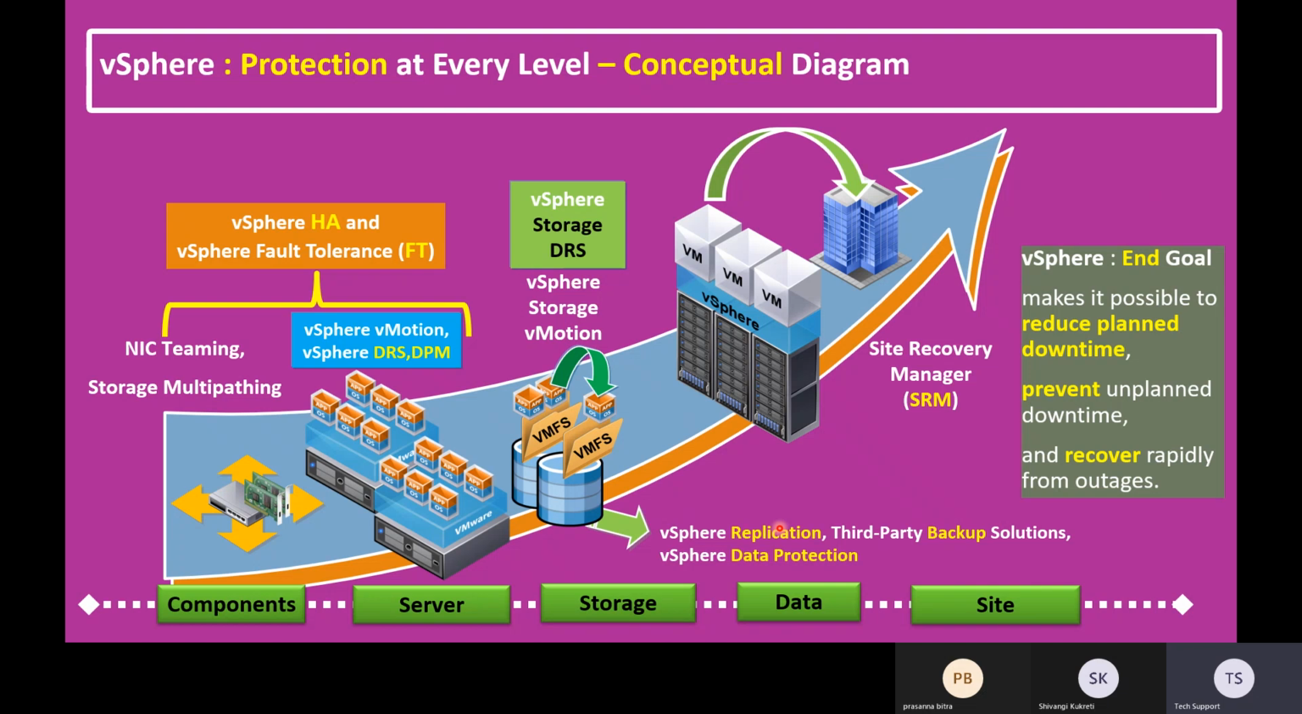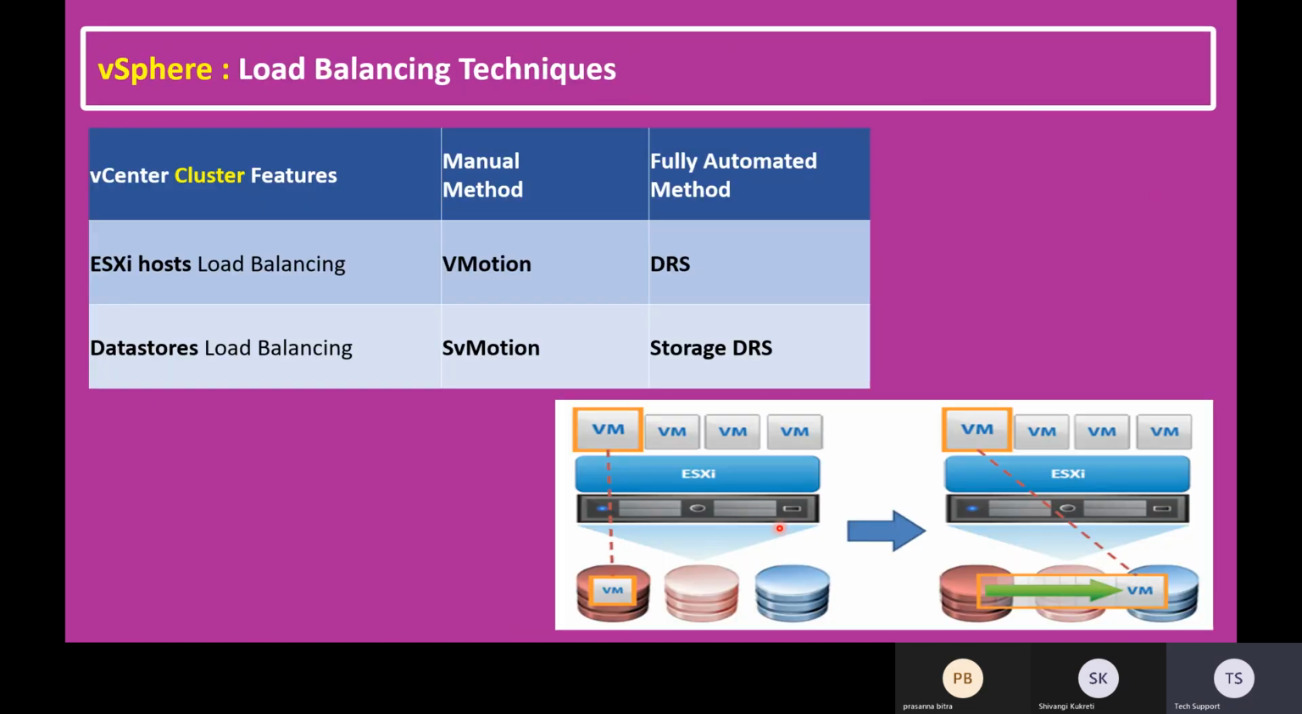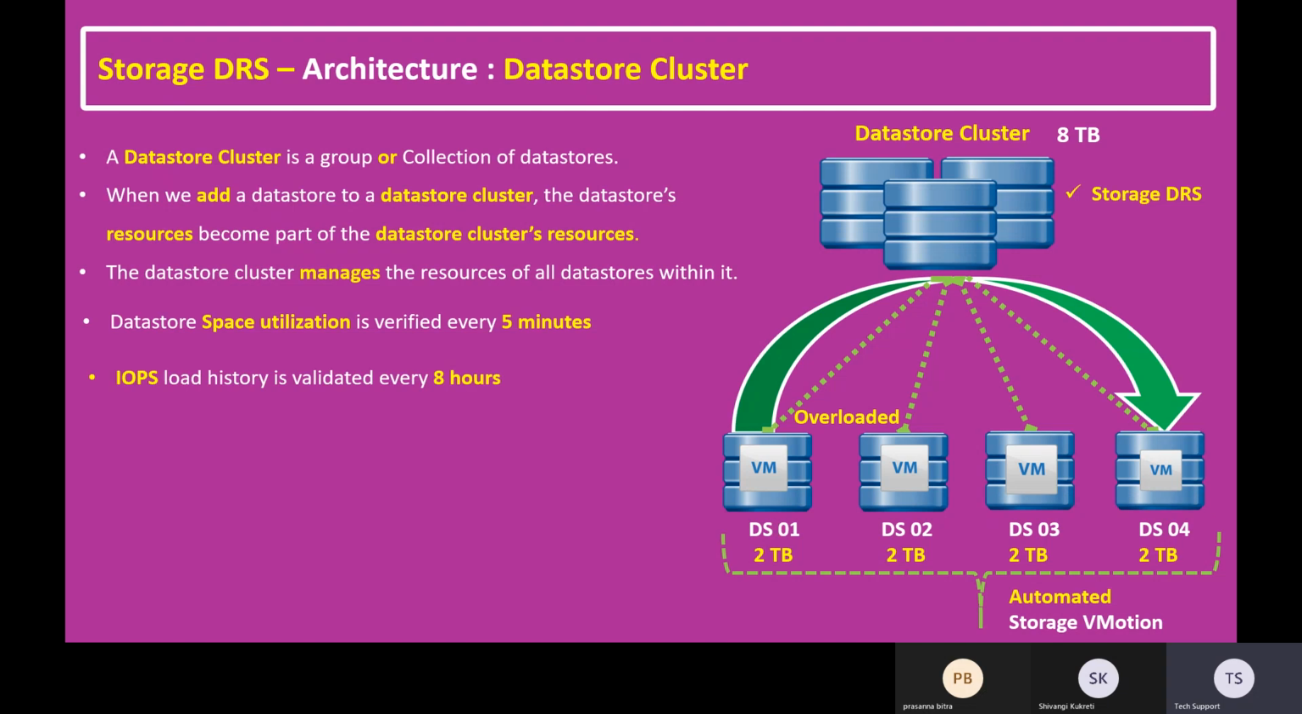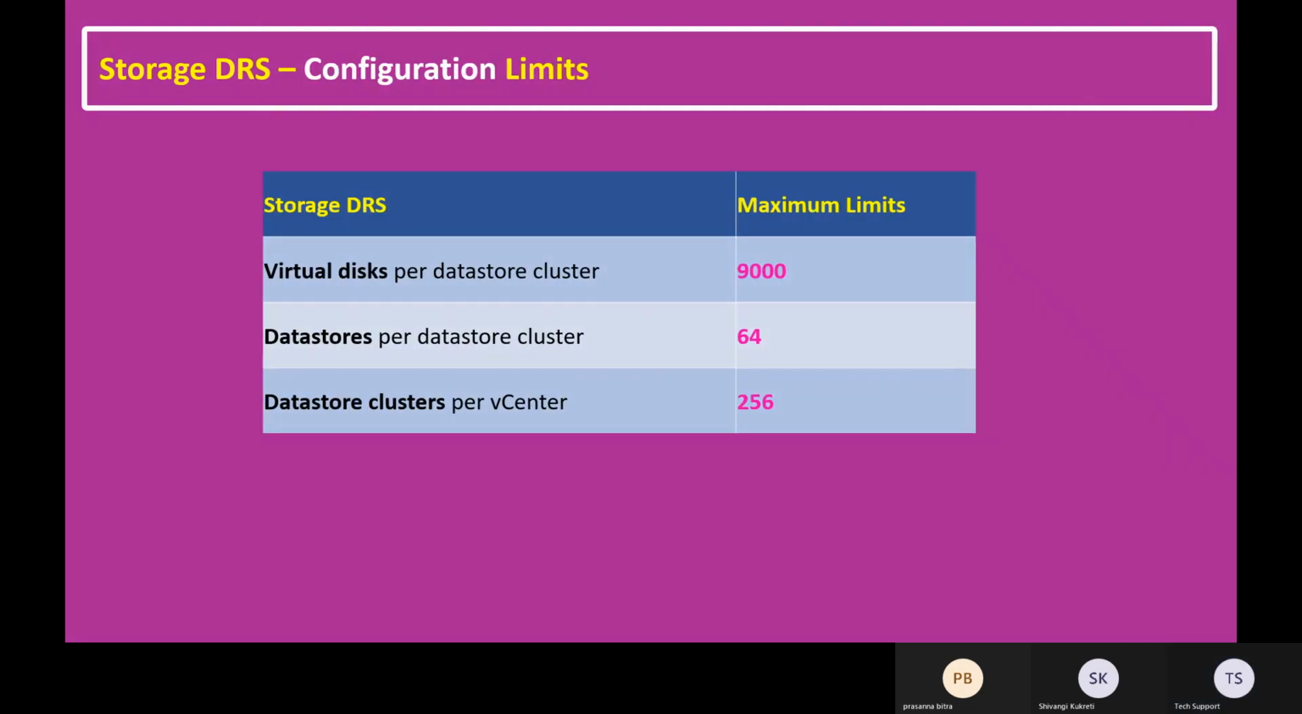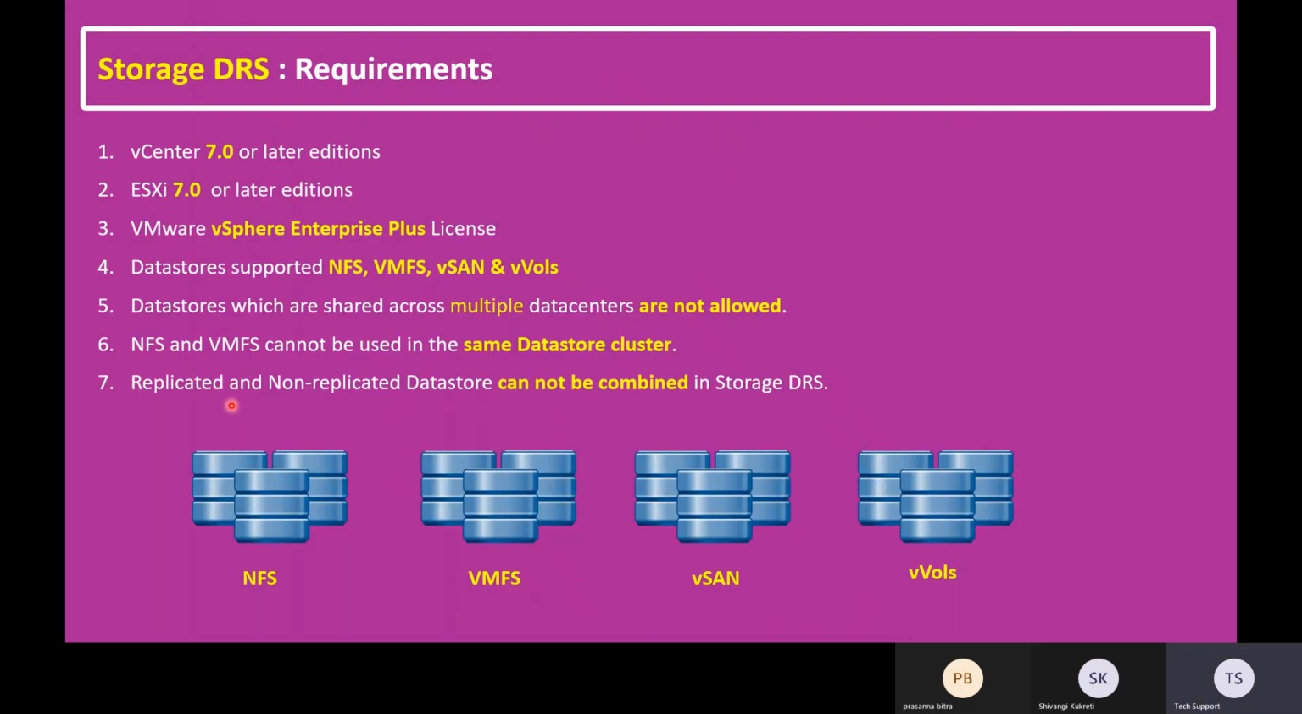So the VMware recommendation is, for all replicated datastores, create one datastore cluster, and for non-replicated datastores, you can create a separate datastore cluster. Okay, so that is the VMware recommendation. So the seventh point: replicated and non-replicated datastores cannot be combined in a storage DRS.